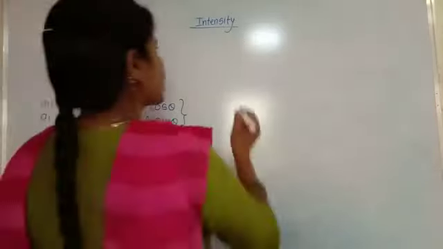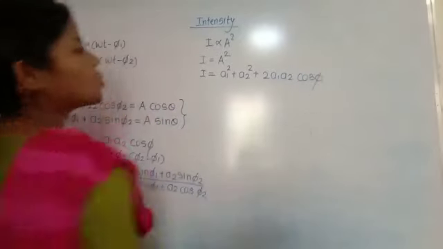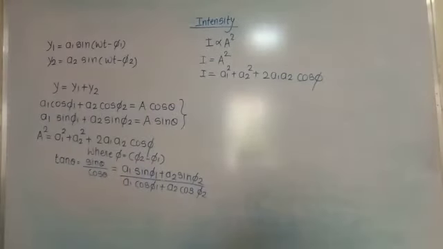So we have the value of a square, that means here the value of I is equal to a1 square plus a2 square plus twice a1 a2 cos of phi. So this is the intensity of the resultant light wave. Then the second one, this is the first term, intensity of light.